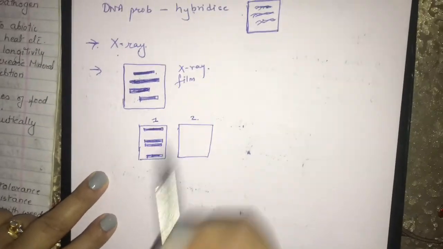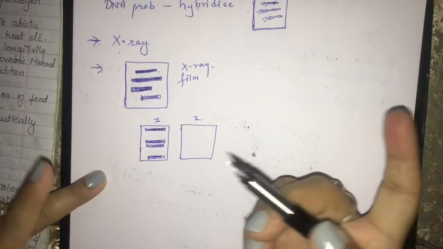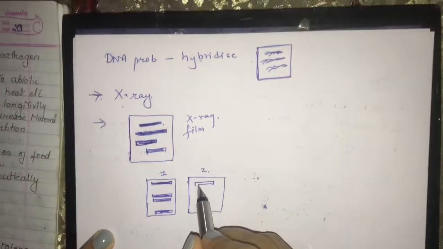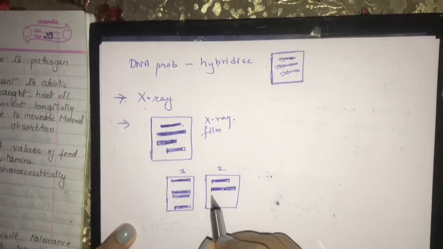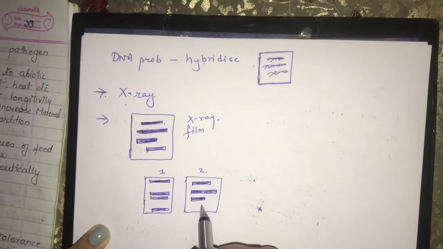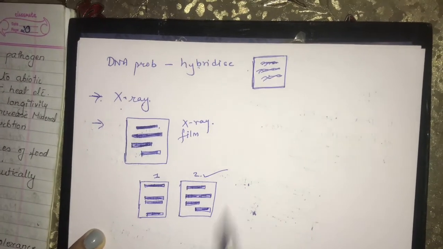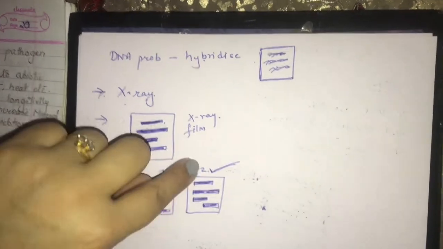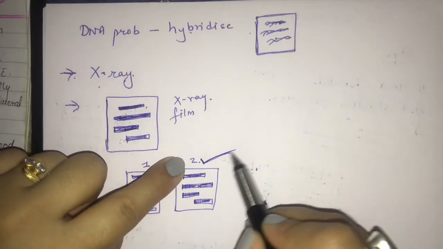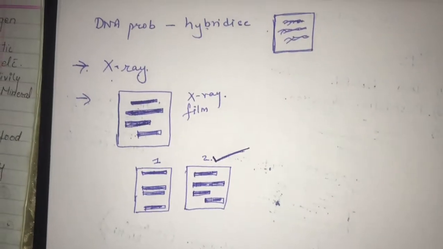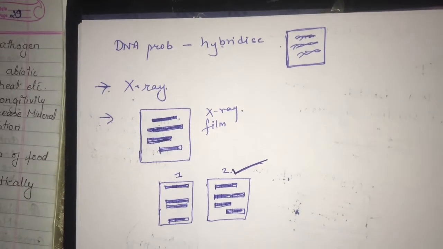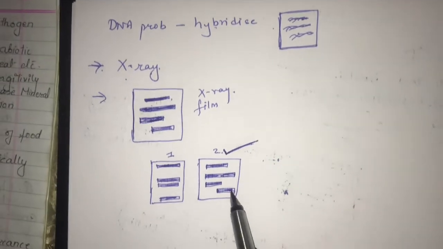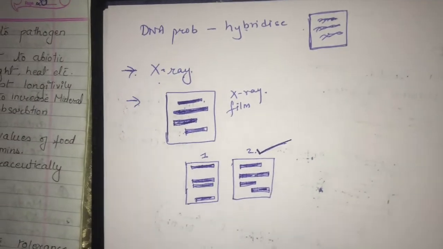And if the other person, suppose this is person number 1, the other person, a suspected person from the crime site, suppose it has a pattern like this, then the DNA fingerprinting is matching that of person B. So, this will be our criminal. This way DNA fingerprinting is done in order to find out the criminals from the crime site.